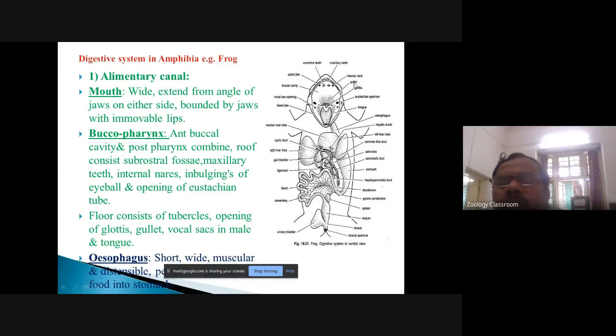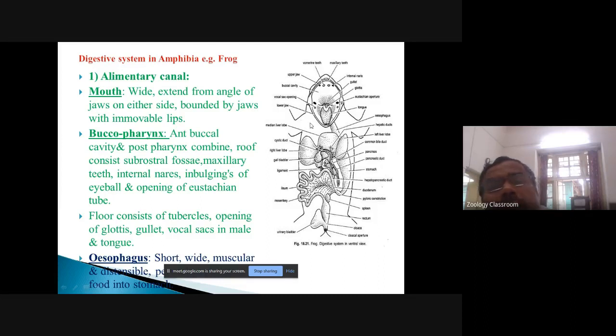This mouth further leads into the buccopharyngeal cavity. Here, the buccal cavity and the pharyngeal cavity form a common cavity, so it is known as the buccopharyngeal cavity. Now the anterior portion of the buccal cavity and the posterior portion, that is the pharynx, are combined.